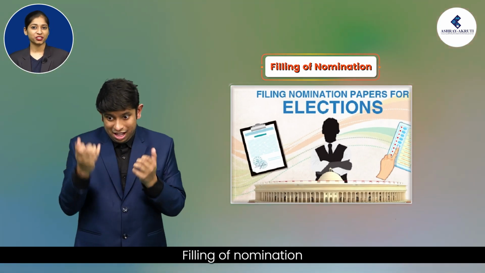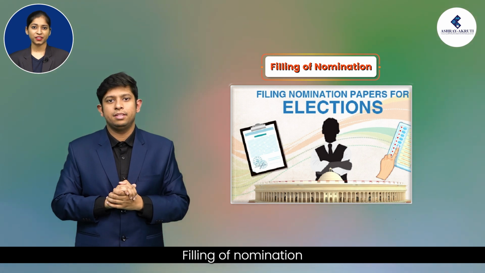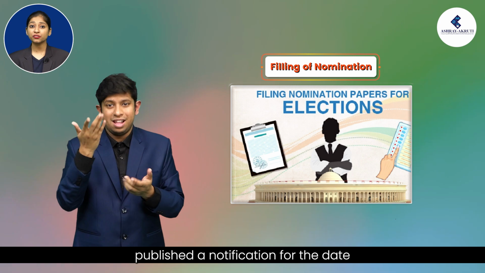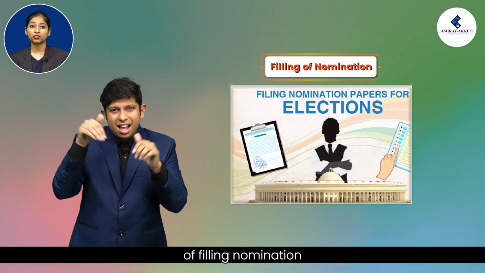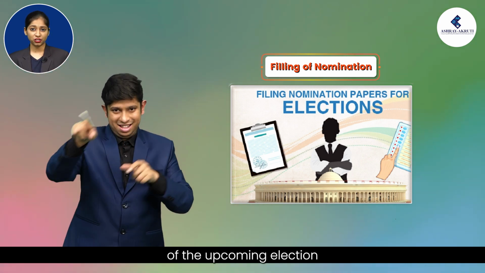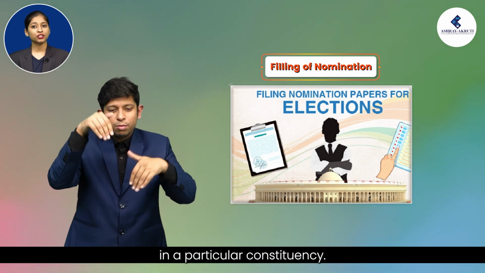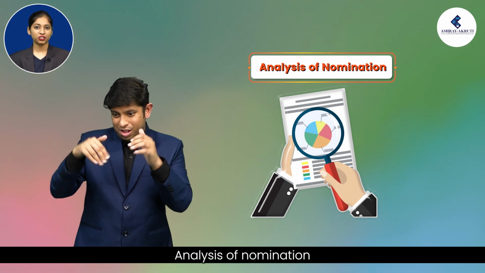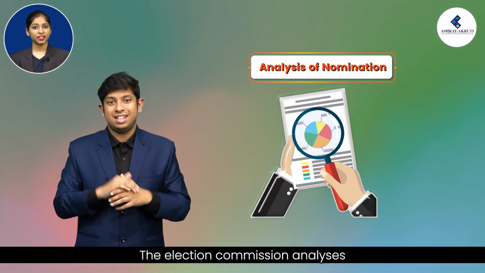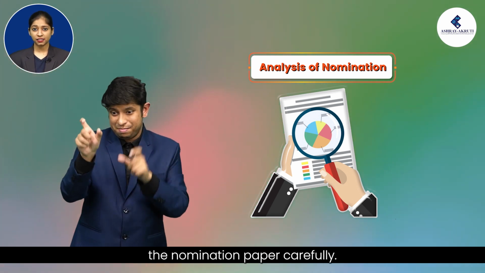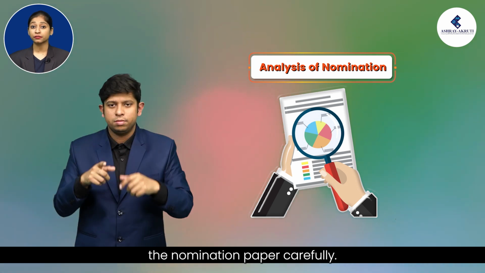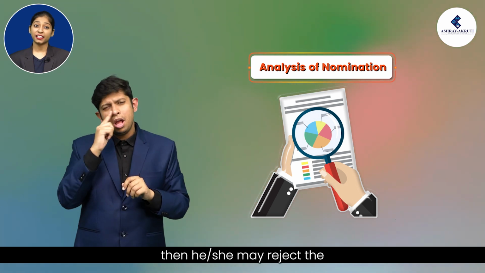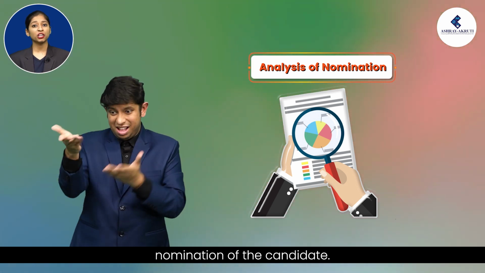Filling of nomination. The Election Commission of India publishes a notification for the date of filling nomination of the upcoming election in a particular constituency. Analysis of nomination. The Election Commission analyses the nomination paper carefully. If the officer is dissatisfied, then he or she may reject the nomination of the candidate.